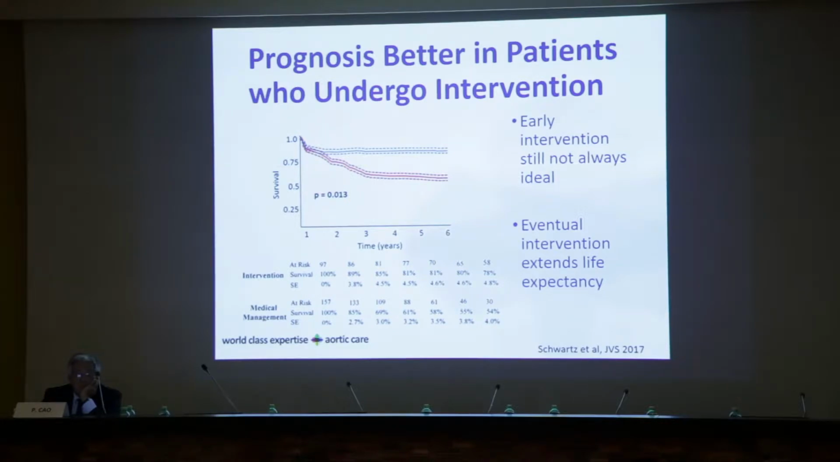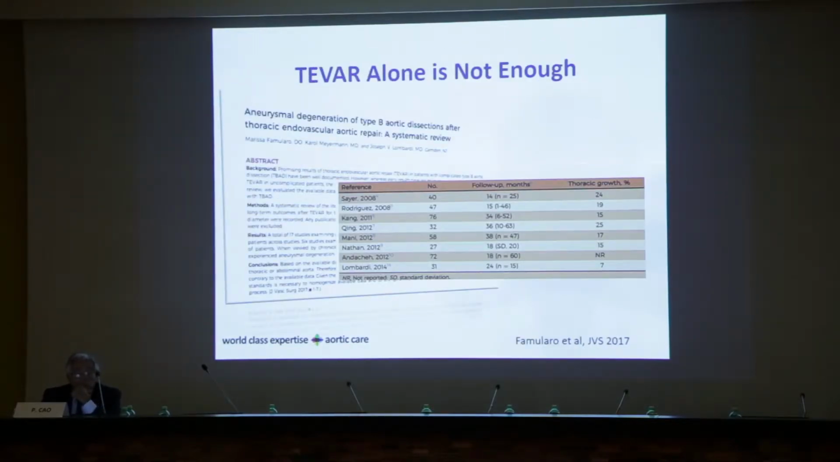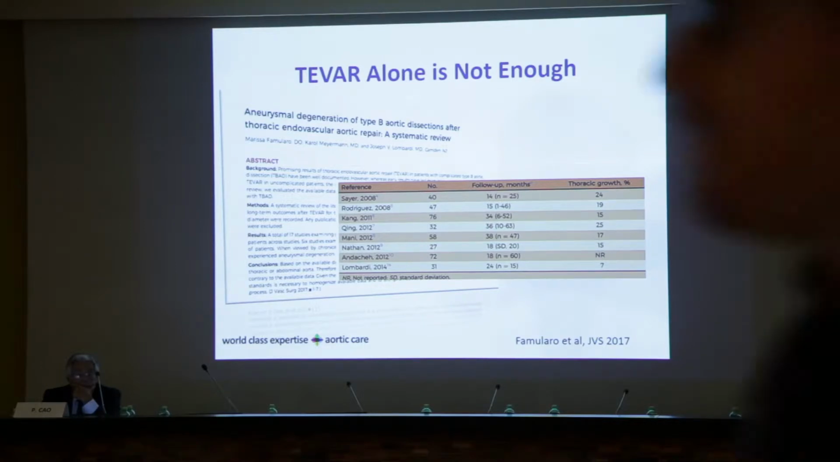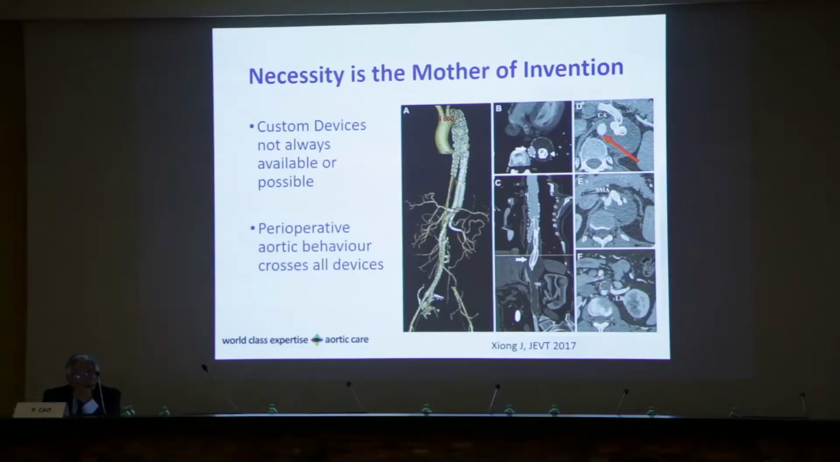And you'll see, this is Harvard data that just came out this year, basically saying that if we operate on people with dissection, they're far more likely to have a better life expectancy over time. This melds really well with the data we're getting about thoracic devices alone in dissection, that they don't change the natural history of disease. So if we don't treat the whole aorta, we're probably not going to change the patient's outcomes.